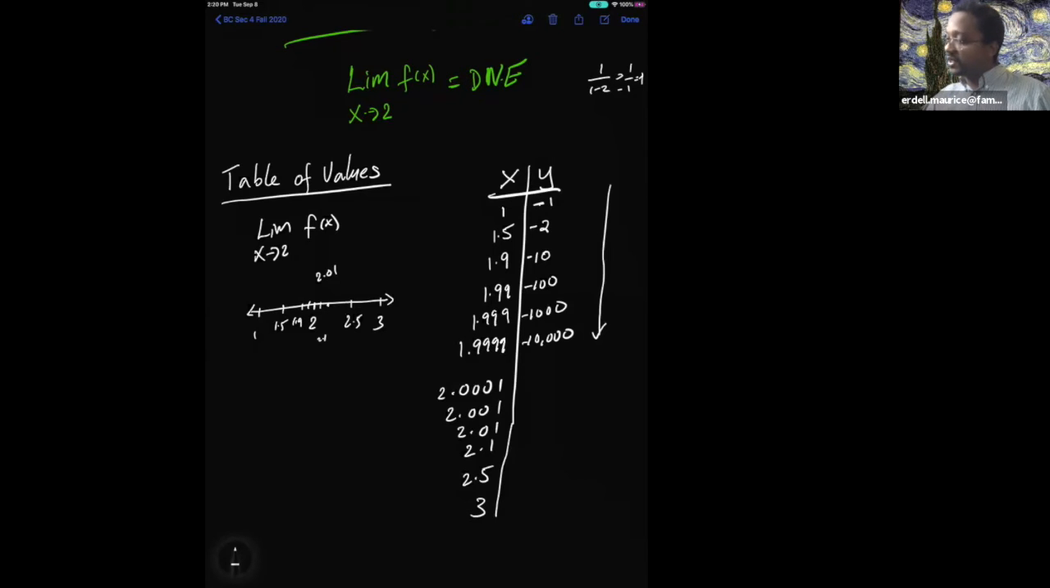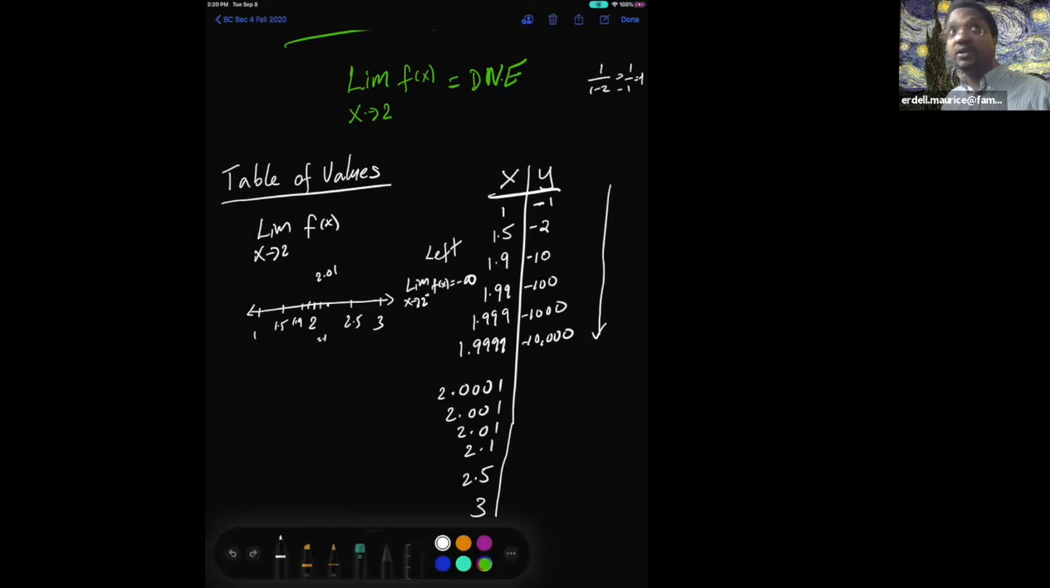When we have this right here, so again, this is the left side. The limit as x approaches 2 from the left for my function, that's going to be negative infinity, as the y values are getting really, really small. Questions there?